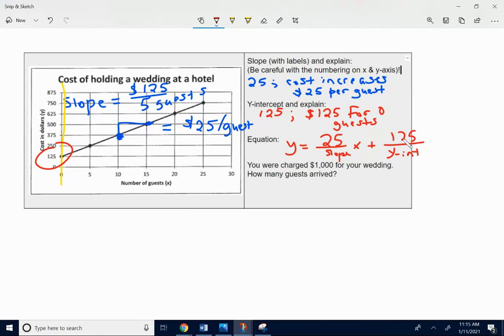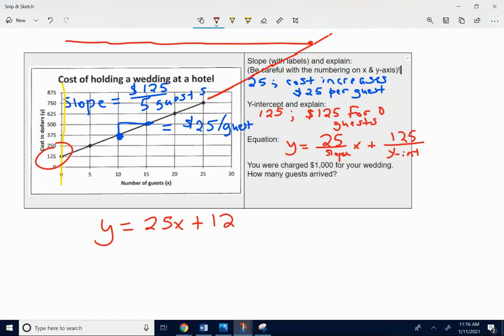So if you were charged $1,000 for your wedding and you want to know how many guests arrived, you could follow the pattern. I've had a lot of kids prefer to do this. For 20, it's 625. For 25, it's 750. Just keep following that pattern with the numbers, and eventually you're going to get to $1,000 for the Y value. Even numerically, even if you're not looking at the graph. Once you get $1,000, you can figure out the number of guests. But I was thinking most of you would want to use the equation.